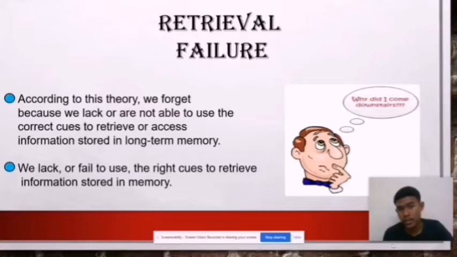Okay, the next slide, I continue with retrieval failure. The first one, according to this theory, we forget because we lack or are not able to use the correct cues to retrieve or access information stored in long-term memory. Second one is we neglect or fail to use the right cues to retrieve information stored in memory.